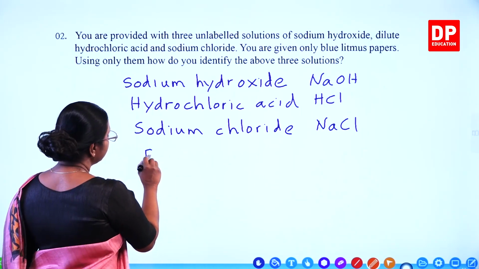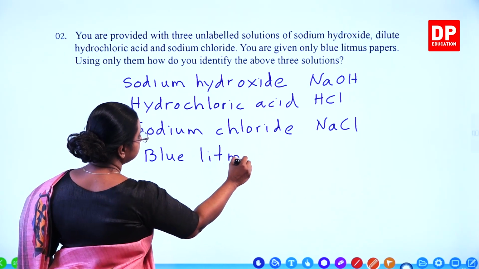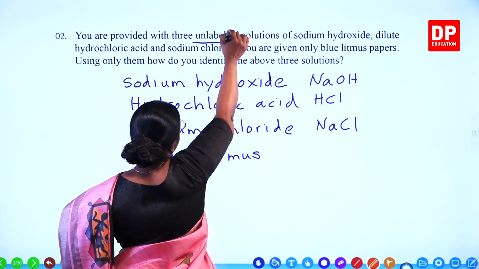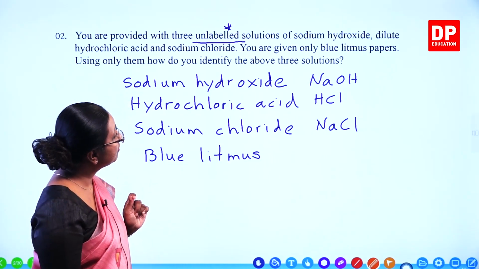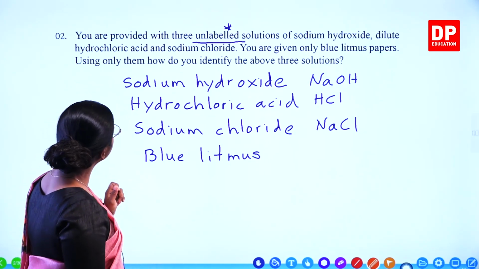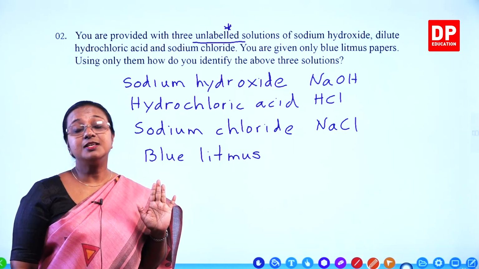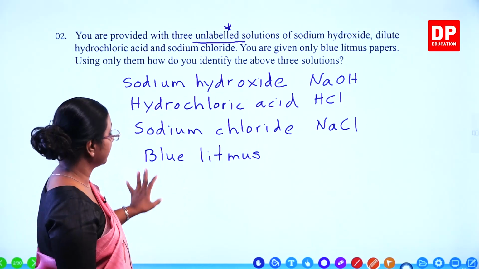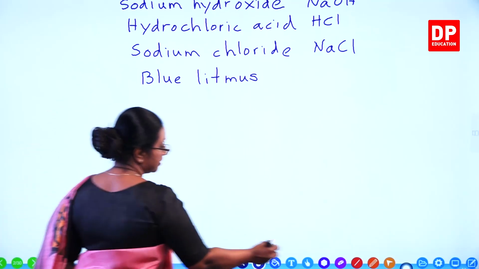You are given only blue litmus. So we have only blue litmus. So these you can see are unlabeled solutions. That is the important thing. And you are given only blue litmus papers. Using only them, how do you identify the above 3 solutions? So you have to say how you can identify. Now there are 3 solutions. This is the question.